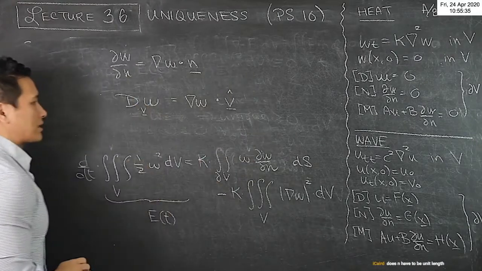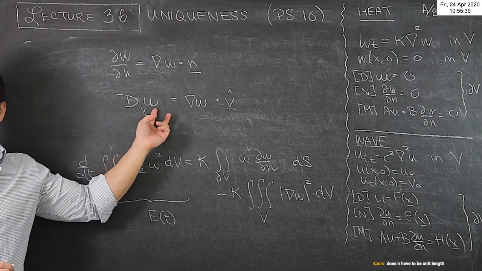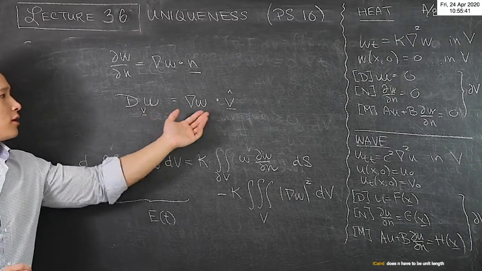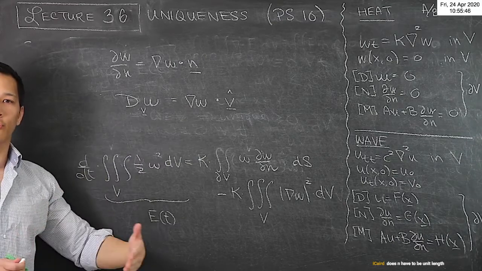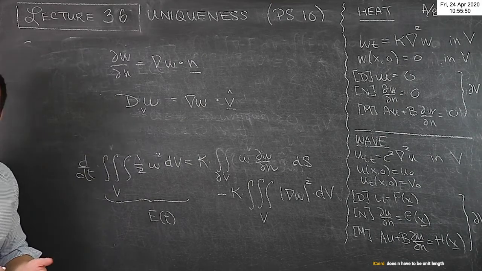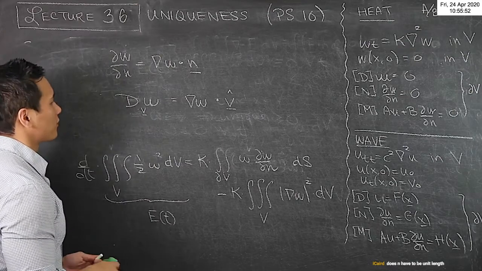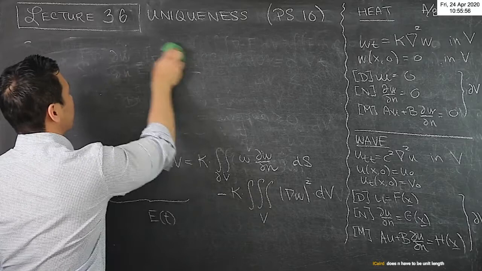So as long as your v is scaled to have unit length, this gives you the rate of change of a function in the direction v. You simply compute the gradient and then dot it with a vector which has unit length in the direction of v. So this is just by definition of the directional derivative.